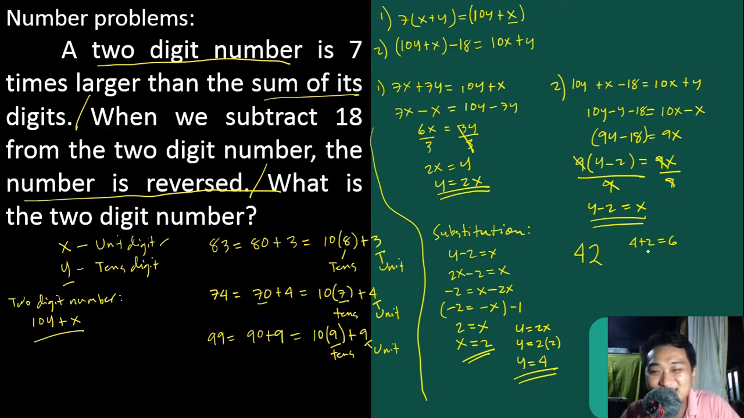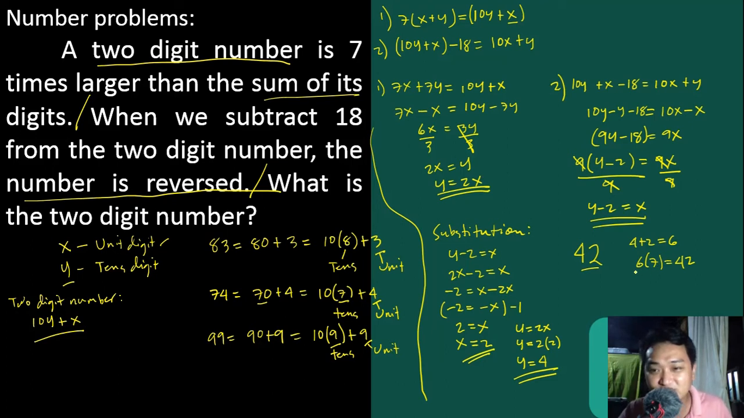Sorry po. 4 plus 2 is 6. Yung 2-digit number daw na 42, 7 times na mas malaki doon sa sum ng digit. So, tingin nga natin kung mas malaki nga siya. So, that is, what is 6 times 7? 6 times 7 is equivalent to 42. 6 times 7 is 42.